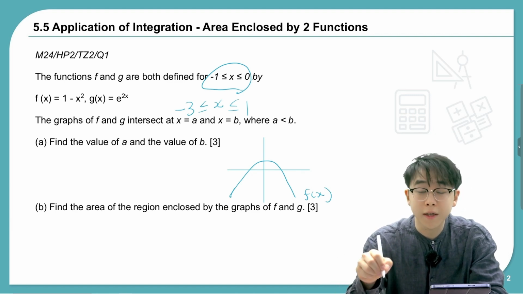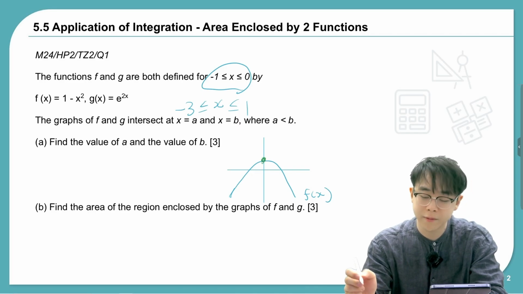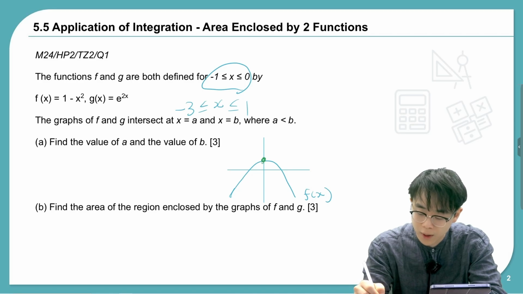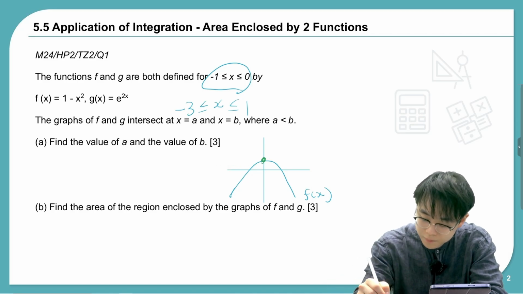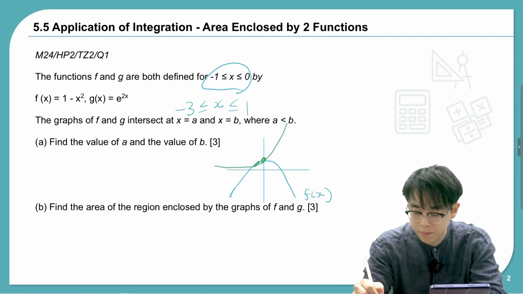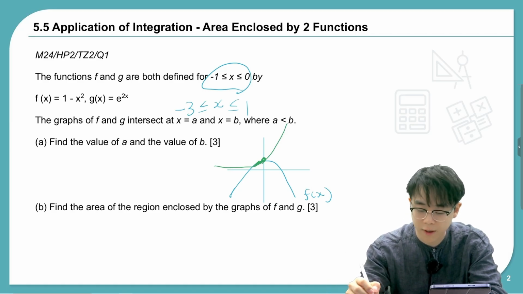For our g of x, we have an exponential function that goes through 0, 1, right? So when x equals 0, both of them are going to be 1. So this is our second piece of graph. And there is going to be some bound area between where f of x is greater than g of x.